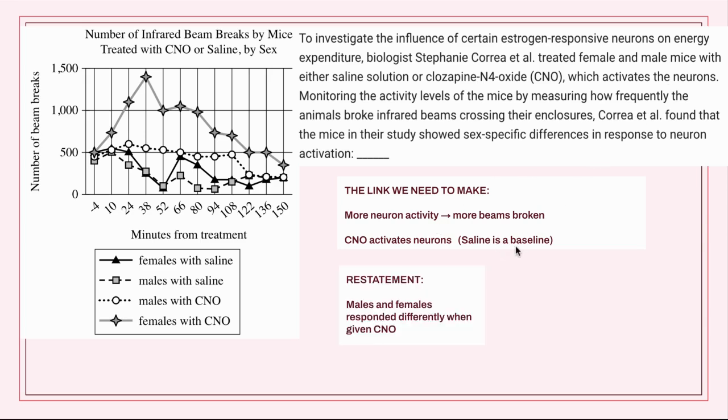And basically, their claim is that the males and females responded differently in response to neuron activation. Neuron activation in this case means when they're given CNO, because again, CNO is what activates neurons. So that means there's differences when males get CNO versus females get CNO. So our answer choice that supports this claim needs to compare the behavior of CNO males versus CNO females. And once you read the answer choices, you'll see you don't need to keep looking at this graph. Just see which answer choices compare CNO males and CNO females.